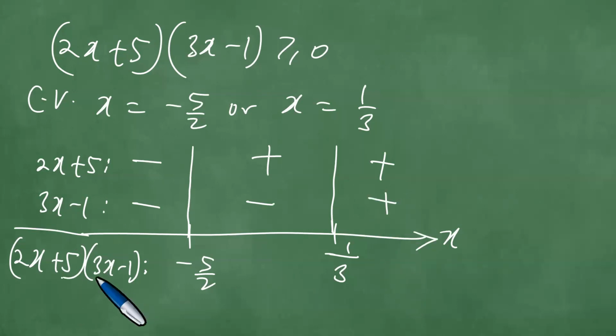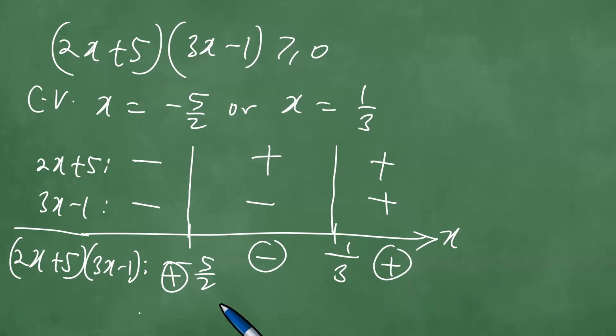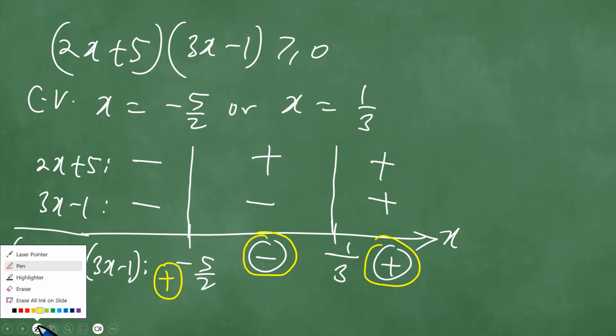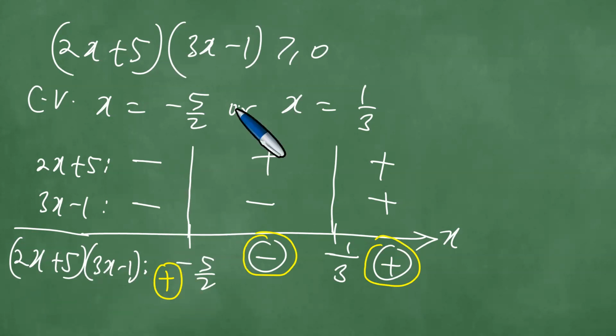Now you multiply these: negative by negative, you get a plus. Here, positive by negative, you have a negative, and here you have a positive. So therefore you have a plus, a minus here and a plus there. Right, so what we do next is to say, if this is greater or equal to 0, we look for the positives. Where are the positives occurring? The positive is this side, and the other one is on the other side. So the solutions here are x is less or equal to minus 5 over 2, or x is bigger than that.